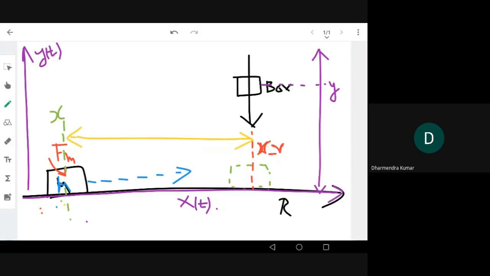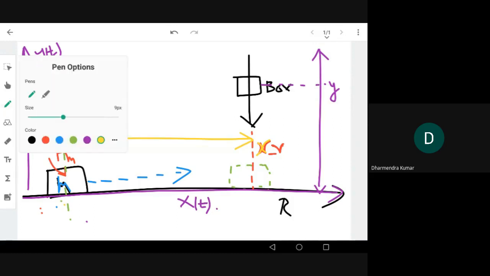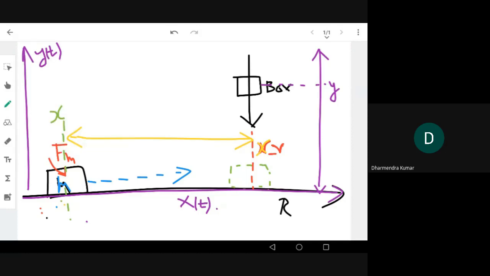Now our desired position is xr, on the right, where it will catch the box. The magnetic train is going to catch the box exactly. But my current position is x. So the error position I can call ex. Error is nothing but x reference, x underscore r, minus present position x. Okay, so this is my error. This is the yellow line error.